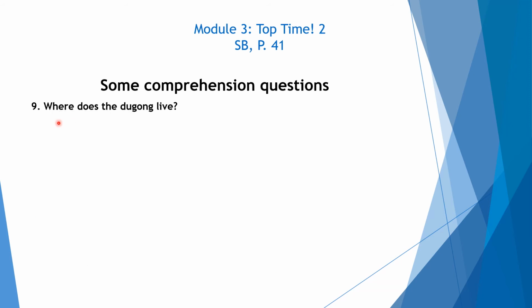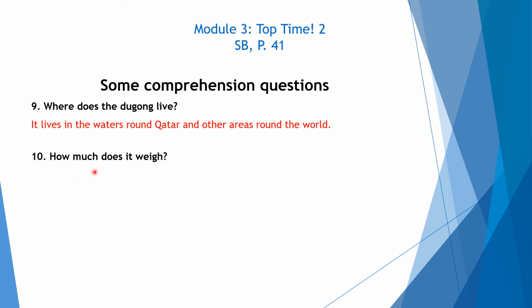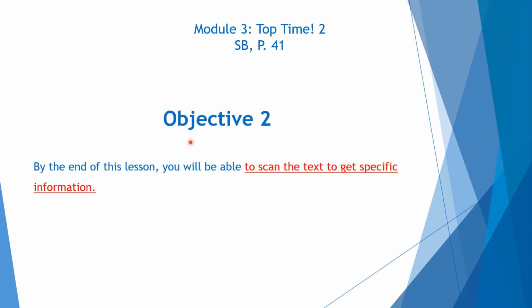9. Where does the dugong live? It lives in the waters around Qatar and other areas around the world. 10. How much does it weigh? It can weigh over 400 kilograms. And 11. What does it eat? It eats seagrass. Objective 2. By the end of this lesson, you will be able to scan the text to get specific information.